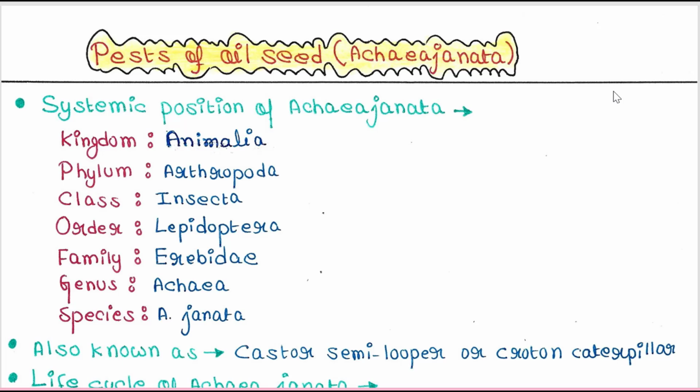Today we will talk about pests of oilseed, that is Achaea janata.